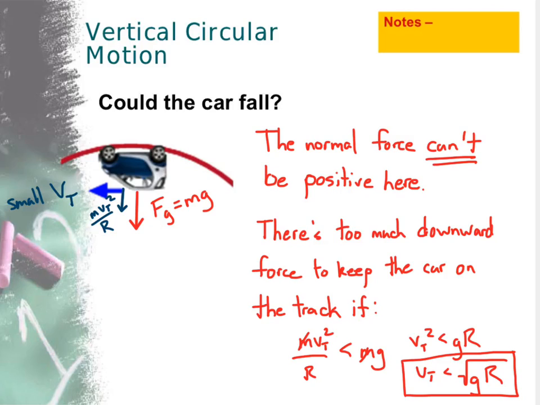Okay, so now you know the minimum velocity that is required for a car to complete a loop-the-loop. When we go into class tomorrow, we're going to learn how to apply this to particular situations, and hopefully we'll have fun with lots of loop-the-loops tomorrow.